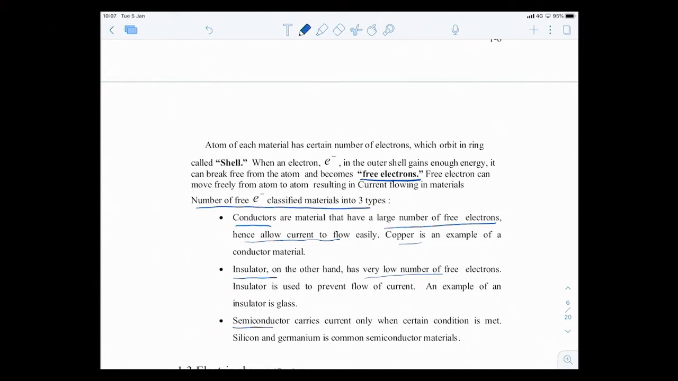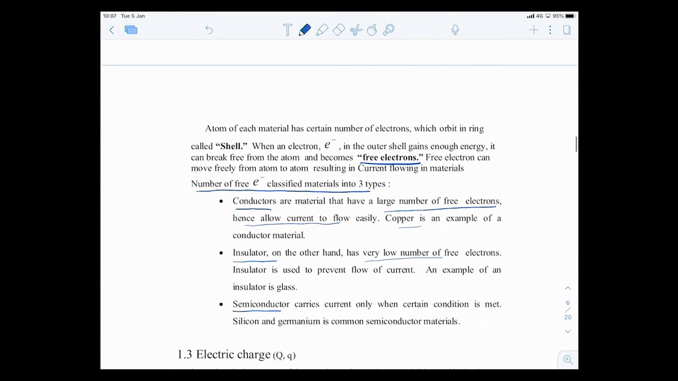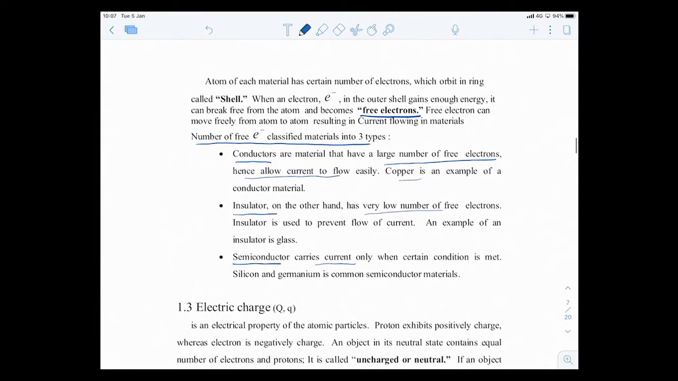Another type is the semiconductor. Semiconductor is like the name says: it's semi, half, a conductor. So a semiconductor only carries current when a certain condition is met. Examples are silicon and germanium, which are common semiconductor materials. So these are the three types. You will learn more about semiconductors in your third year, in the electronics field, or solid state electronics. Okay, so now let's go.